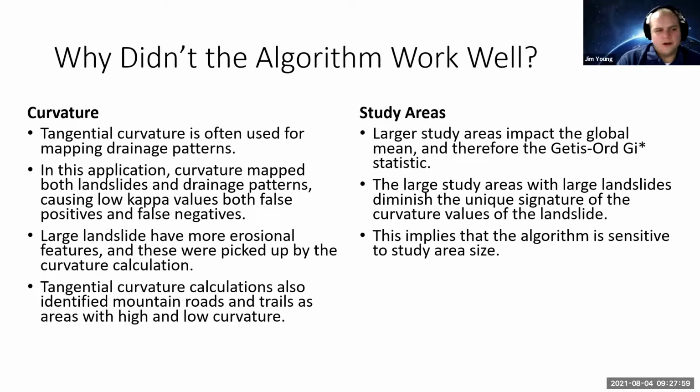And then with study area characteristics, the larger study areas impact the overall global mean of the Getis-Ord statistic. The larger study areas with large landslides could also diminish the unique signature of curvature values of the landslides, representing, well, that's not very significant. Even though the landslide is large and it's a landslide, it doesn't count. This implies that the algorithm is overall sensitive to how big the study area, and therefore the landslide, is.